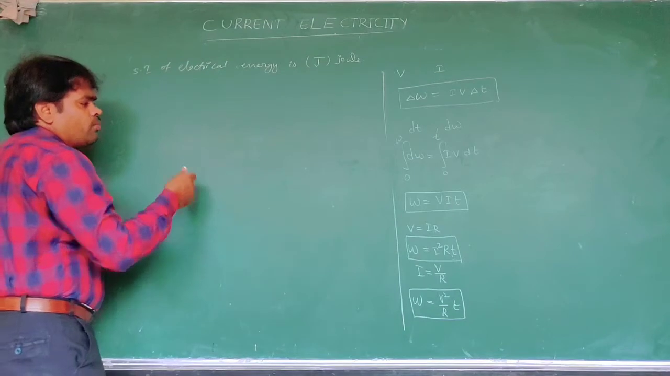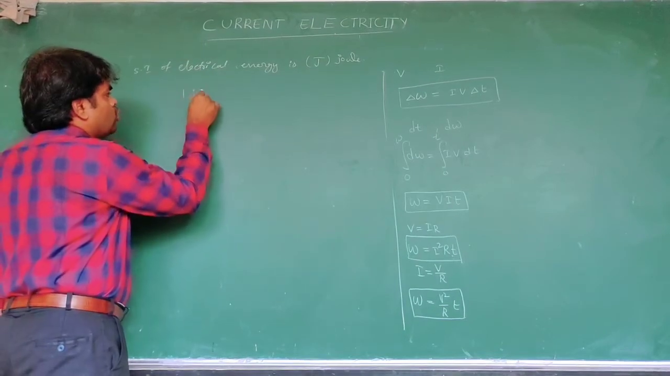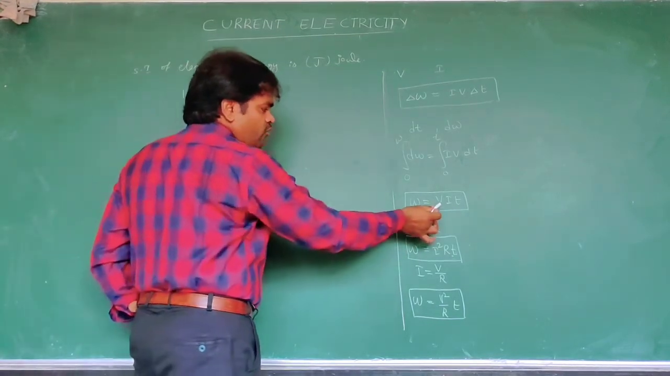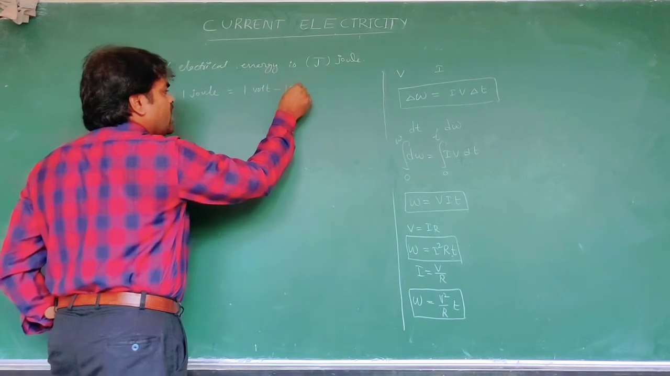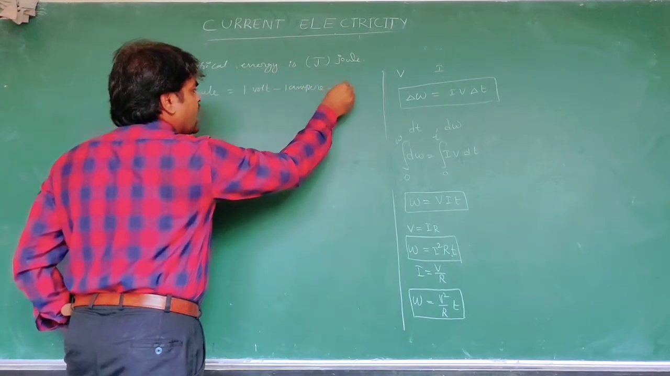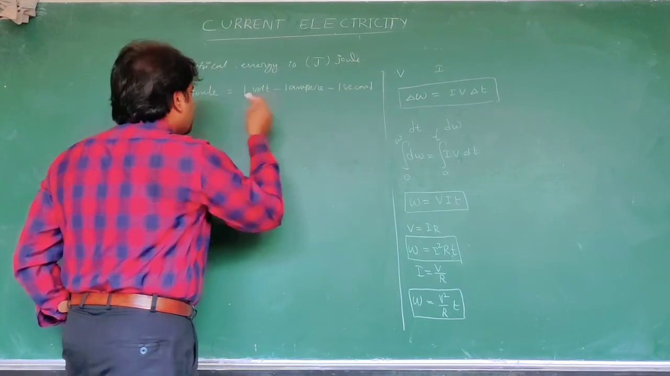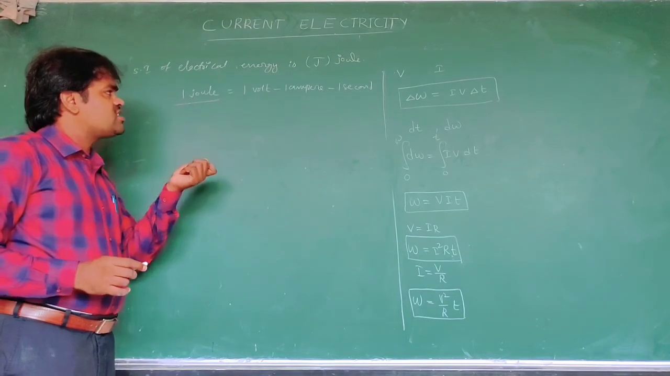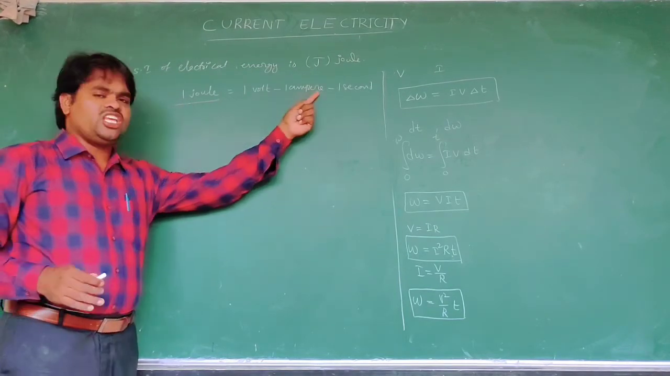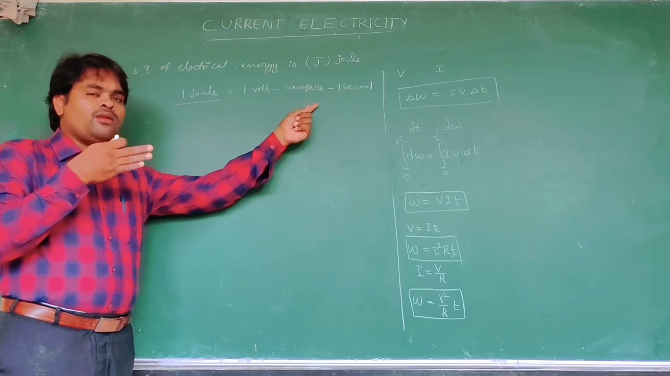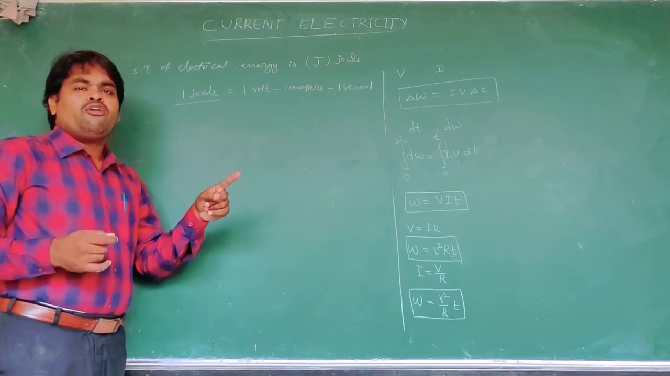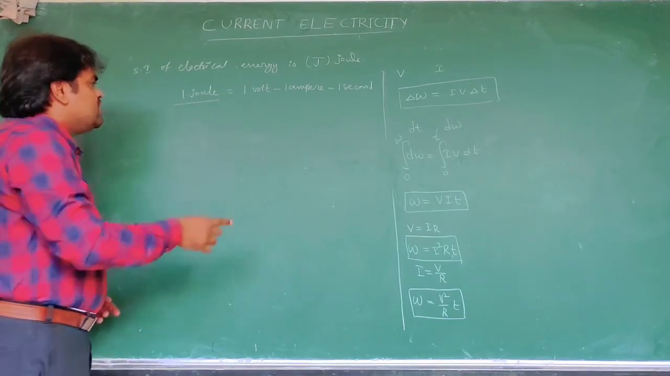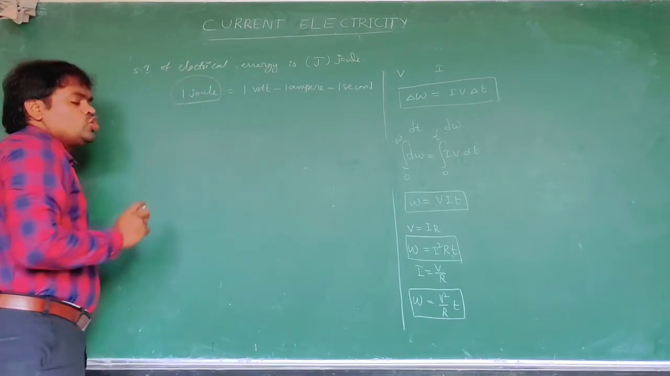Or another form, that is 1 joule is equal to 1 volt, 1 ampere, 1 second. That means the joule, the SI unit of electrical energy, is defined as follows: when 1 ampere of current flows through the conductor for 1 second with a potential difference of 1 volt across the conductor, then that energy becomes 1 joule.